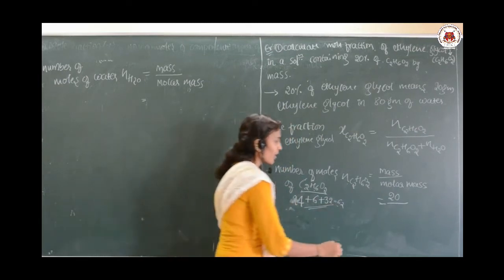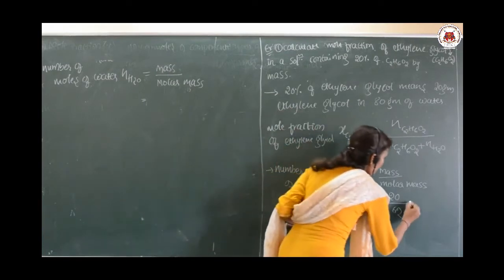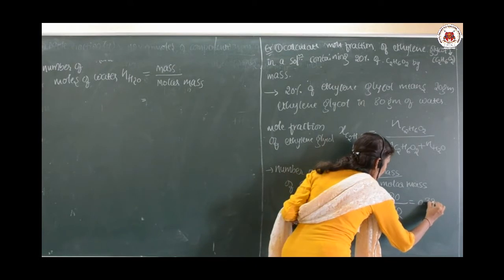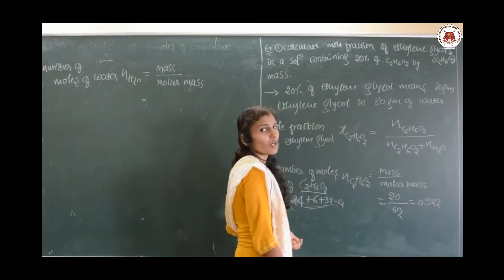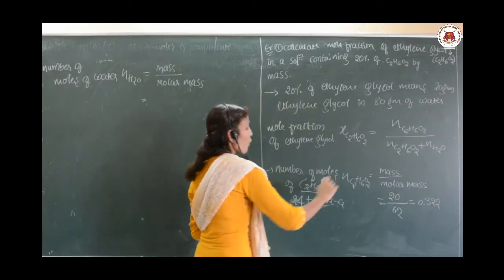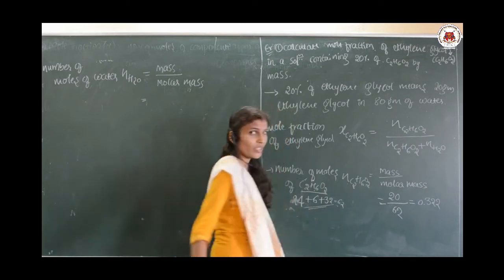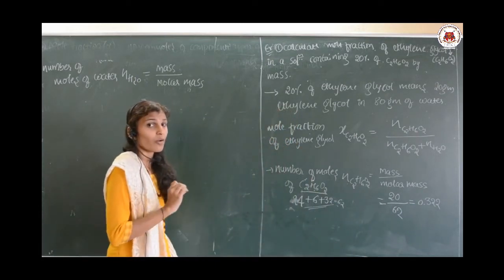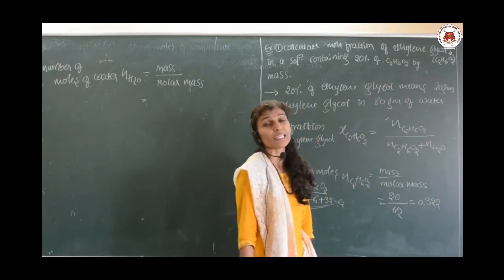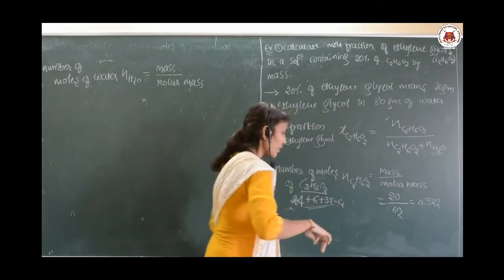20 divided by 62. This is the value you are going to get. If you are calculating, 0.322 will be your answer. 20 divided by 62 will be 0.322. You are going to get the number of moles of ethylene glycol. Now our problem is not yet over, because we only calculated the number of moles of ethylene glycol. What about the number of moles of water? So let us go for that.